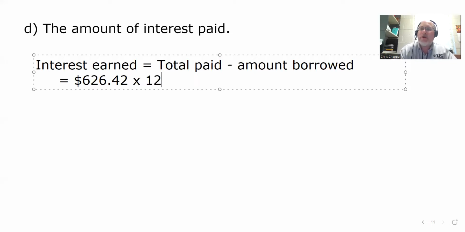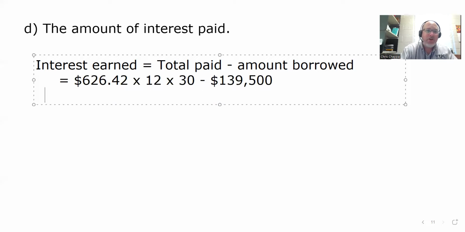And so times 12 tells us how much we paid each year. But we did this for 30 years. So $626.42, the monthly payment, times 12 gives us our yearly payment, and times 30 gives us our total amount paid. But we borrowed $139,500. So if you figure this out, let's start by figuring out the answer to the multiplication problem. $626.42 times 12 months a year times 30 years.